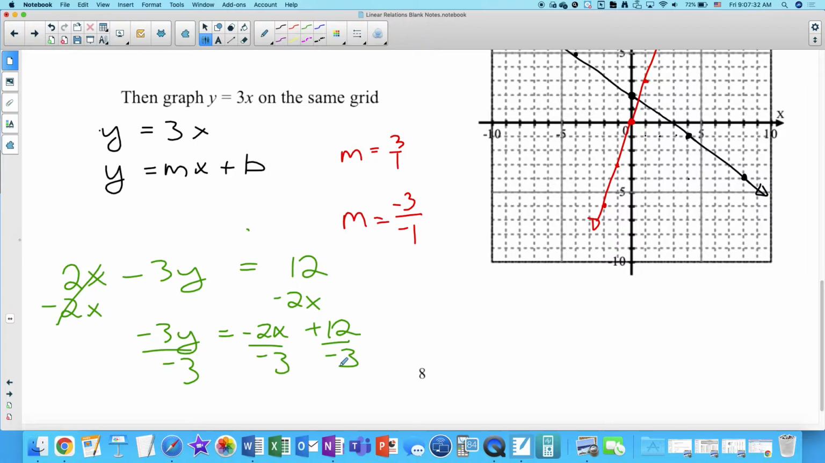And then what I have is, I'll just write it over here maybe. On the left side, I have y. Negative 2 over negative 3 is just 2 over 3 x, and then 12 divided by negative 3 is minus 4. Okay?